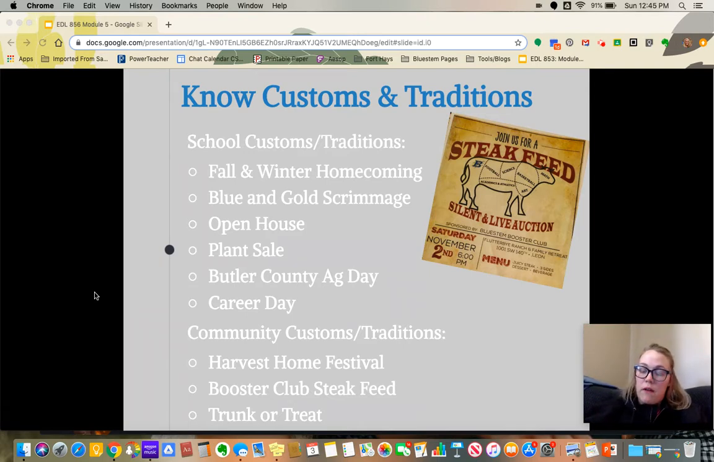Some community customs and traditions. We have a Harvest Home Festival every fall. We also have a Booster Club steak feed, which just happened. It's a Booster Club fundraiser, but there's also a lot of people in the community who help out with that. PTO also has an annual fundraiser that they do in the spring usually, and some kind of carnival that includes the school and community. And then we just got done with Trunk or Treat, and that was a great activity for the community and the school as well, because we just bought a building downtown in Leon, and so it was great to see the community and school interact and involve each other.